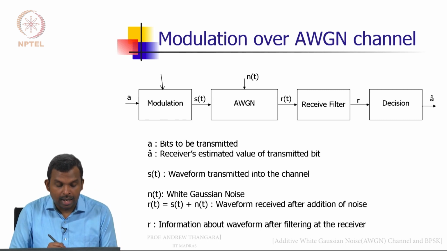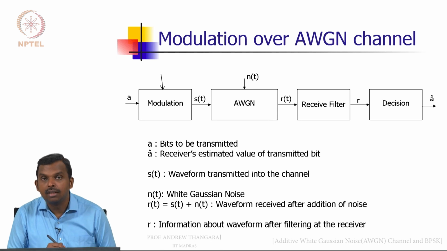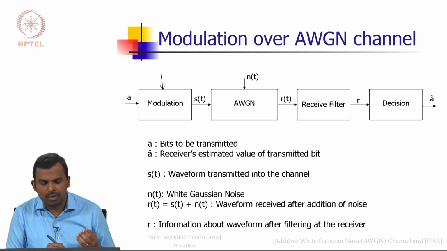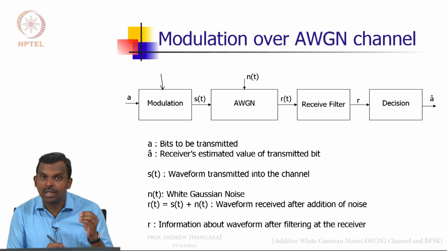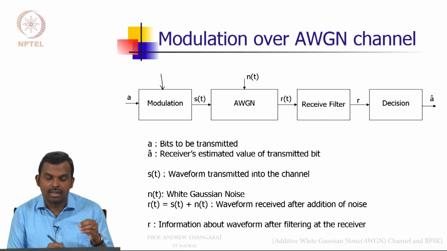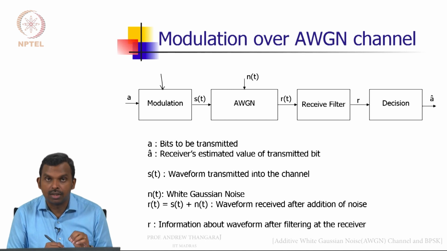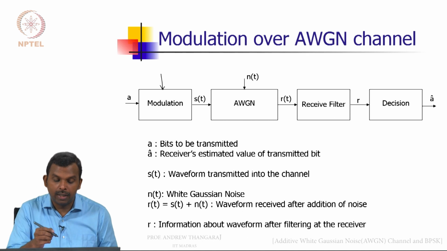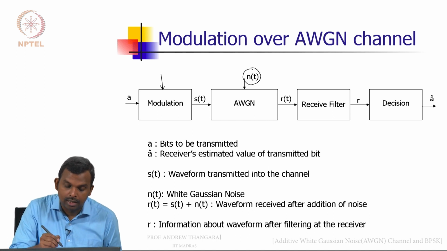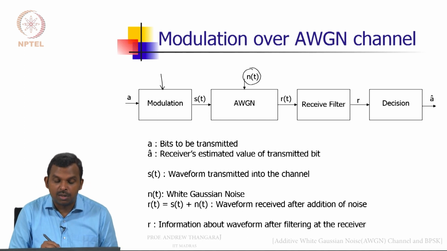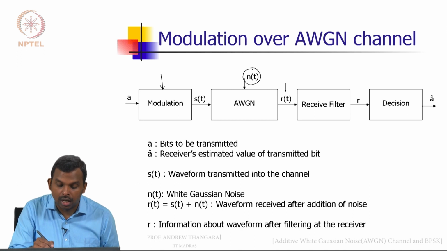Once the signal is ready, it is sent across the channel, and for our purposes we will assume that what the channel does overall is to add a noise signal, which is additive in the sense that it adds, white in the sense that it is independent from time to time, and Gaussian distributed. So this is the additive white Gaussian noise model. The noise signal n of t adds to the transmitted signal to obtain a received signal r of t.